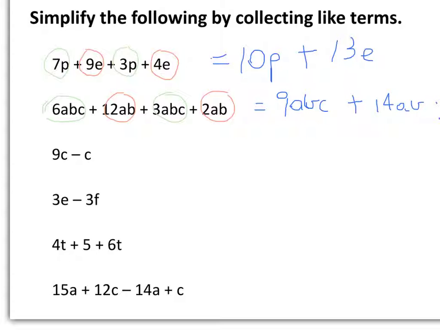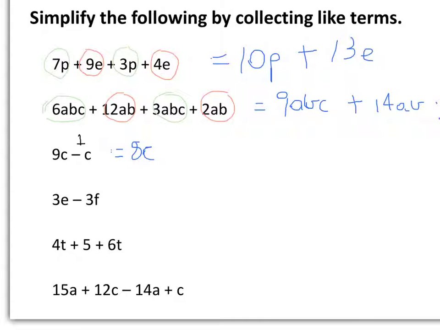Okay, one more example. 9C minus C. Now, remembering that this C here is really a 1C, what we have is 9C take away 1C. So our solution will be 8C.